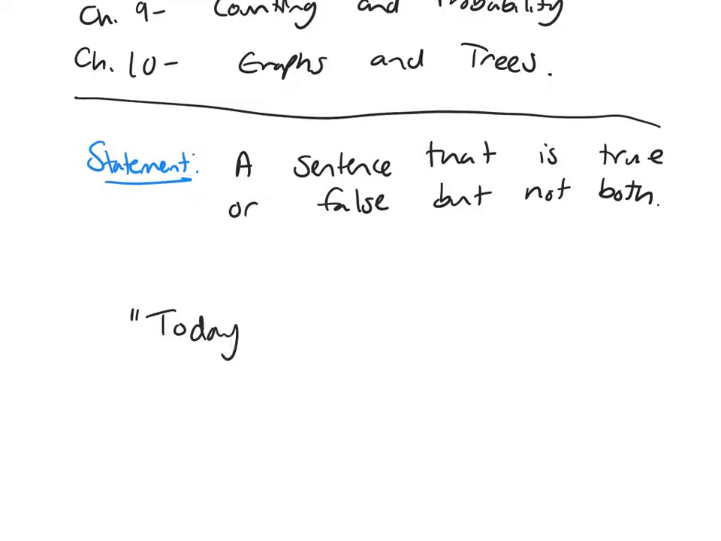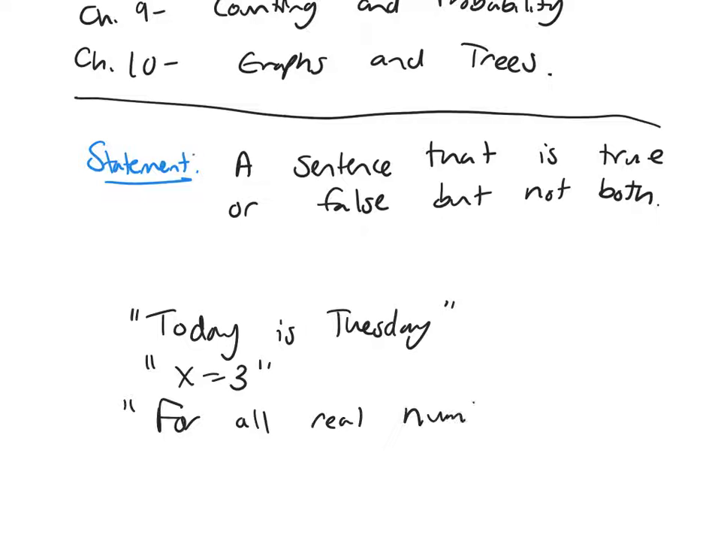So, today is Tuesday. X equals 3 for all real numbers. X equals 3. So let's look at this first one. Today is Tuesday. Well, either today is Tuesday or it's not Tuesday. So either it's true or false. It can't be both. It can't be Tuesday and not Tuesday. So this is a statement.